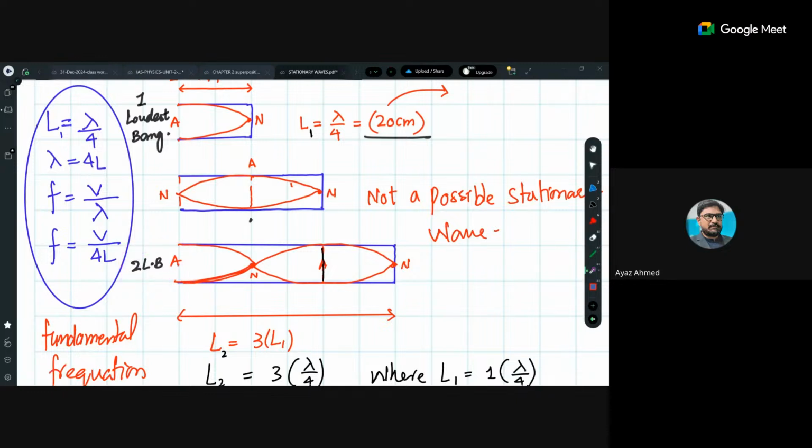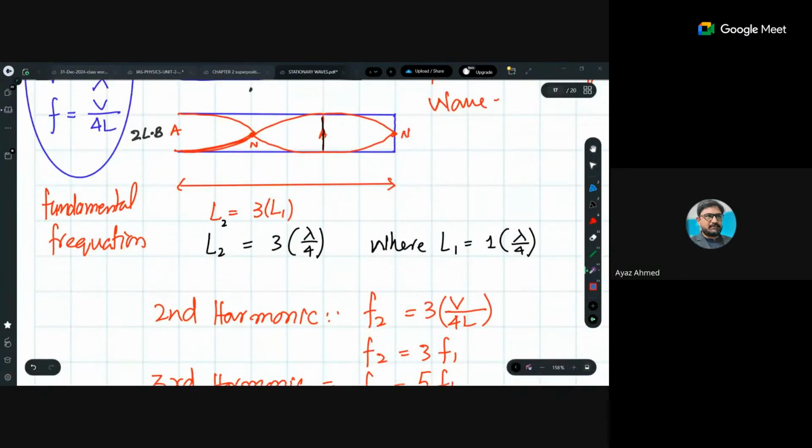So this is a very, very important thing, that if one pipe end is open and one is closed, the basic or fundamental length required to form a stationary wave is lambda by 4, and the fundamental frequency of the stationary wave is v by 4l. Remember this thing. So the consecutive louder bangs are at L, 3L, 5L, and 7L, and so on.